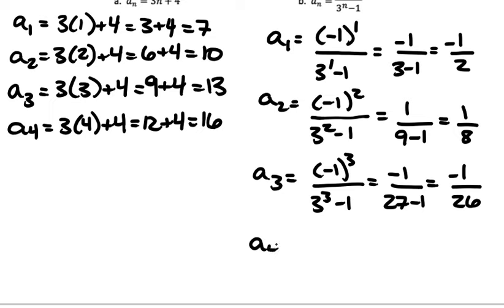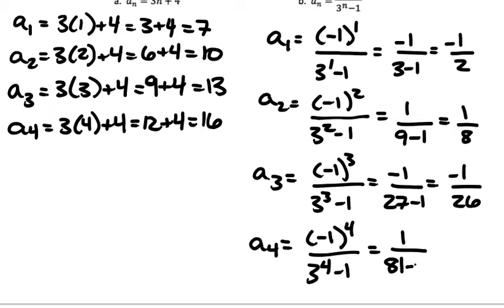And my fourth term, negative 1 to the fourth over 3 to the fourth minus 1. Negative 1 to the fourth is positive 1. 3 to the fourth is 81. 81 minus 1 is 80.